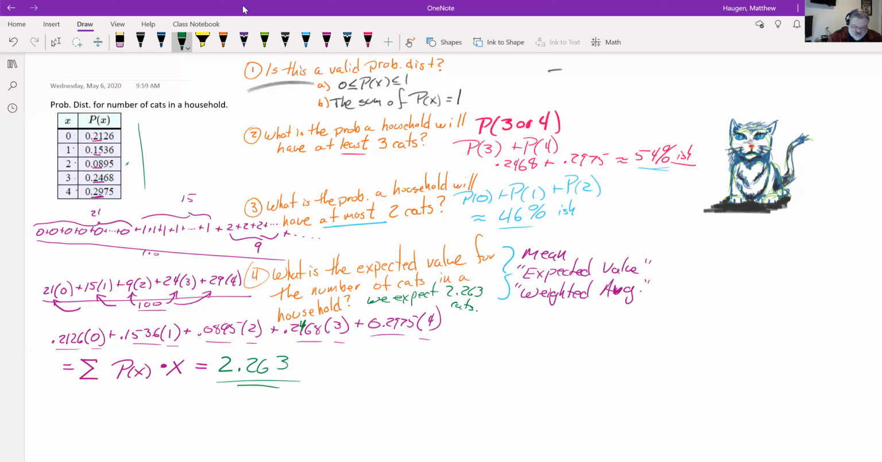No, you can't have part of a cat, but your expected value can be part. Because again, you might remember, people often say the average family has 2.3 kids. They don't have 0.3 kids, but that's where that mean ends up being. So it doesn't have to be one of our actual possible values for it to be a descriptive statistic.